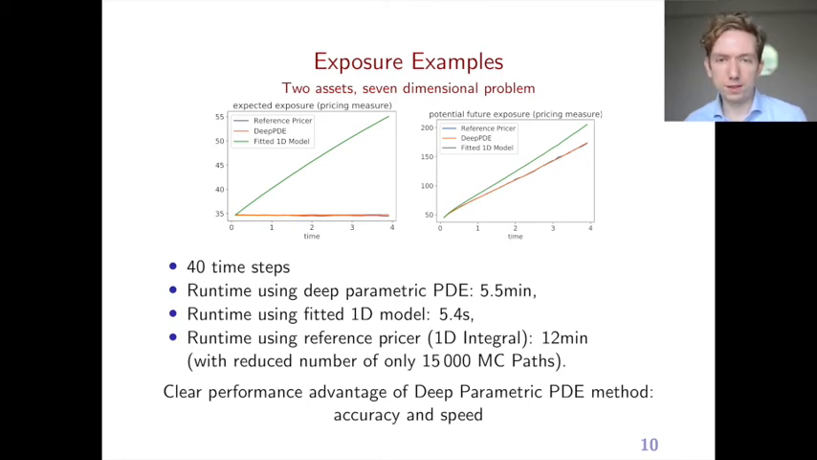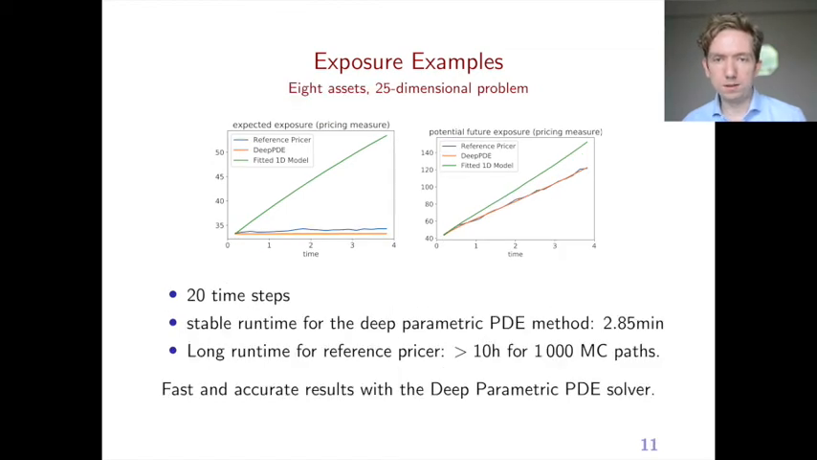The crude simplification yields an extremely fast result, but is highly unreliable. And even though the reference pricer is only based on the one-dimensional integral, it is still quite slow and we had to reduce the number of Monte Carlo paths to limit the runtime. It still took longer than the deep parametric PDE method and showed a larger error. Only the deep parametric PDE method was able to compute an accurate result in an acceptable time, using 5.5 minutes.